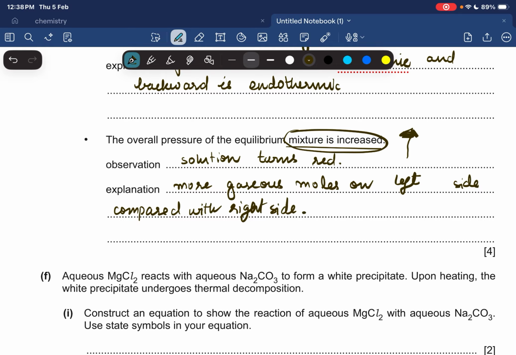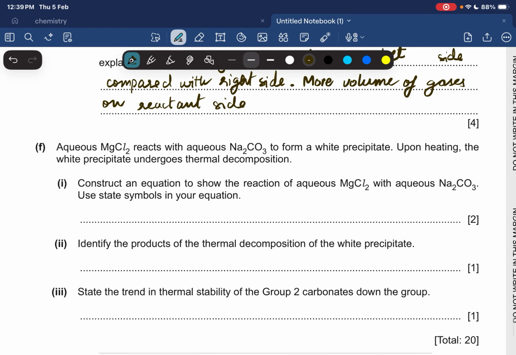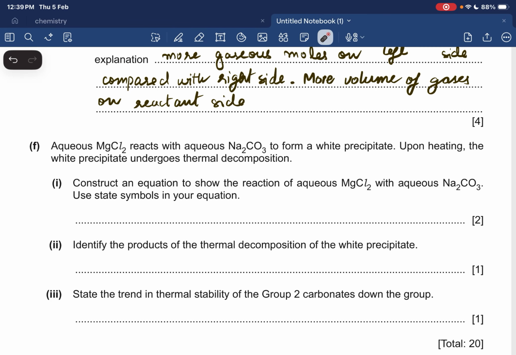So we're gonna tell more, and volume and pressure are inversely proportional. More volume of gases on the reactant side. That's why equilibrium is going to move forward, because it does not want gases, it wants to decrease the gases. Okay, aqueous MgCl2 reacts with aqueous sodium carbonate to form a white precipitate.